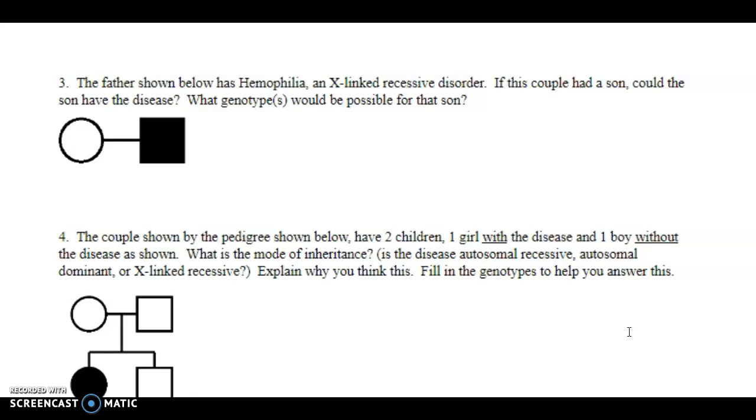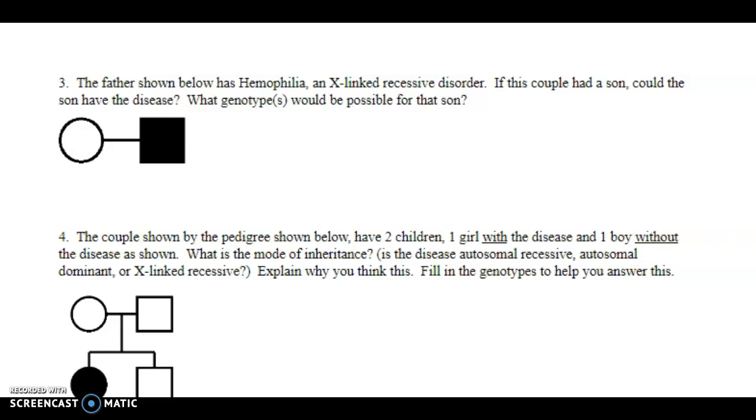Number 3 says the father shown below has hemophilia, an X-linked recessive disorder. So the father's going to have only one X, and he would have that recessive trait on that X, but because there's not another X to counteract it, he shows the trait. Okay. So he has an X-linked recessive disorder. If this couple had a son, could the son have the disease? What genotypes would be possible for the son?